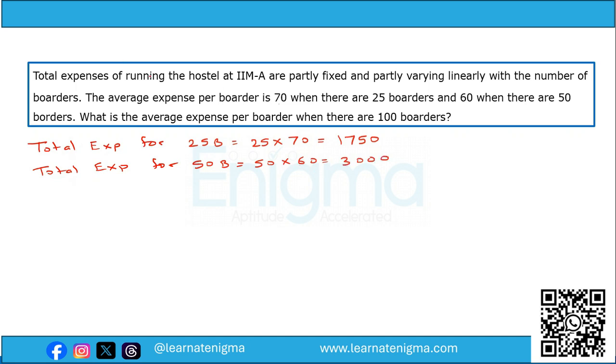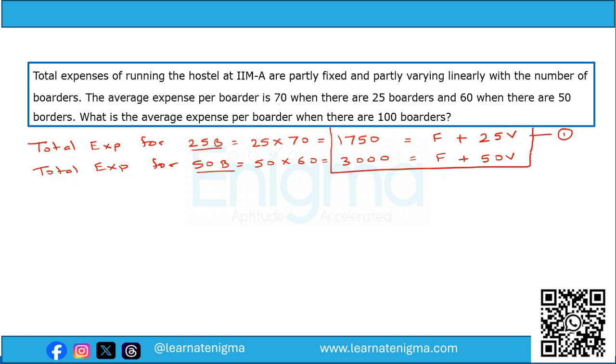Now, the total expenses of running the hostel at IIM are partly fixed. So let's assume the fixed component as F, and partly varying linearly with the number of boarders. So the second part of the total expense varies linearly with the number of boarders. Now the number of boarders here are 25 and here 50. So therefore you will have 25 V, V stands for varying, and 50 V. So we have these two equations.